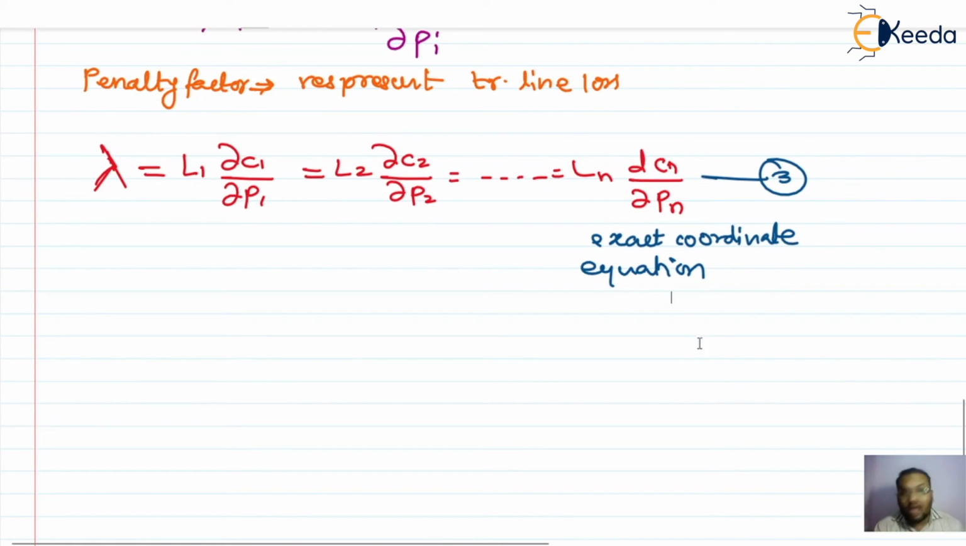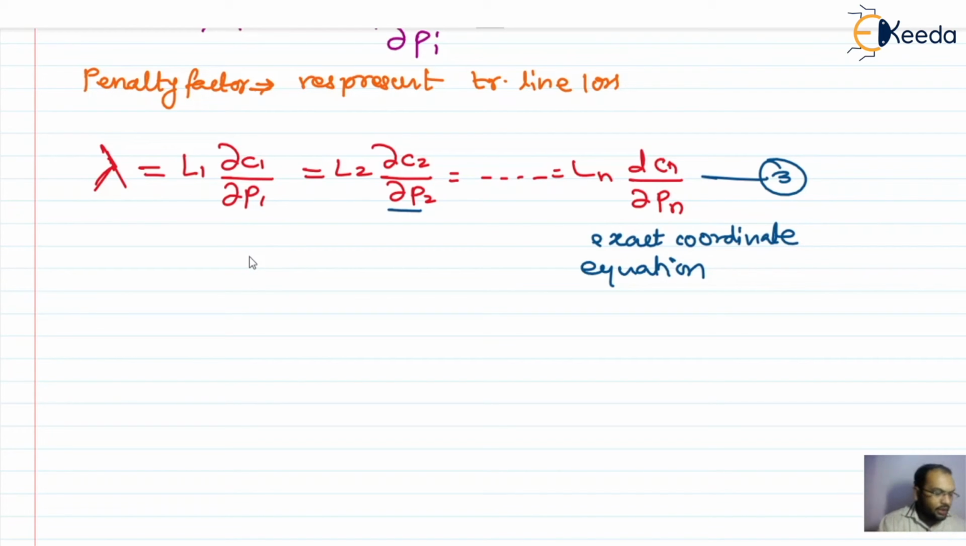But here what we have to do is multiply the incremental fuel cost with its respective penalty factor. Whatever term we get, this term should have the same value as lambda for all the units. If we do so, then whatever scheduling we have will be the most economical scheduling. So you can understand it this way.